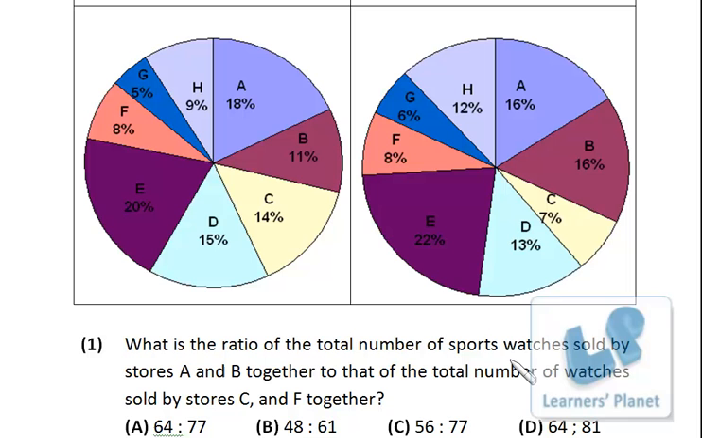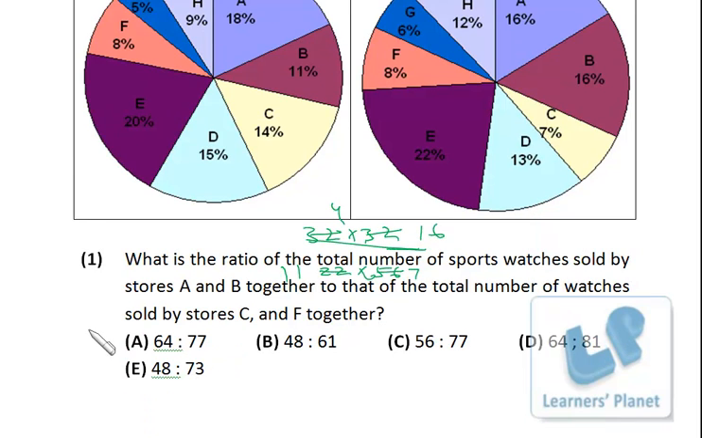What is the ratio of the total number of sports watches sold by stores A and B together to that of the total number of watches sold by stores C and F together? Pretty simple. 32 is the figure in the numerator, as A and B are 16 plus 16, 32, right? And in the denominator, the total number of watches by C and F. So C is 14 and F is 8, so 14 plus 8 is 22 of 56. So that is 64 is to 77.